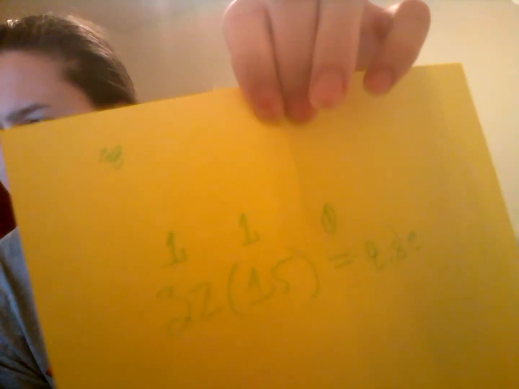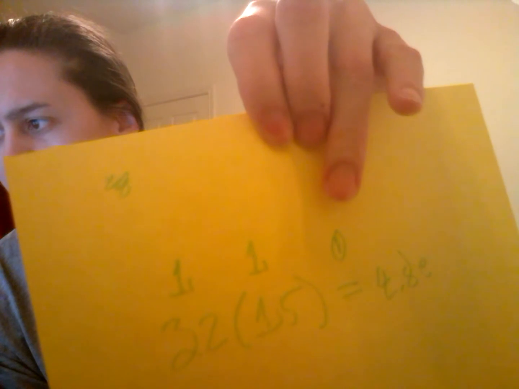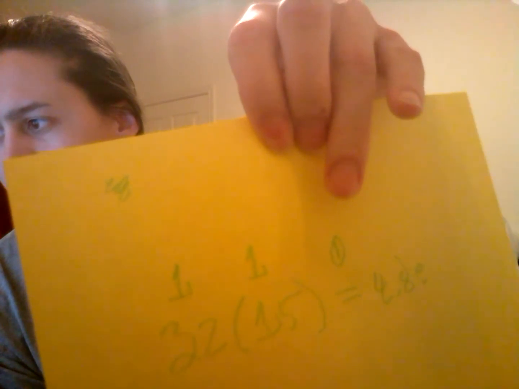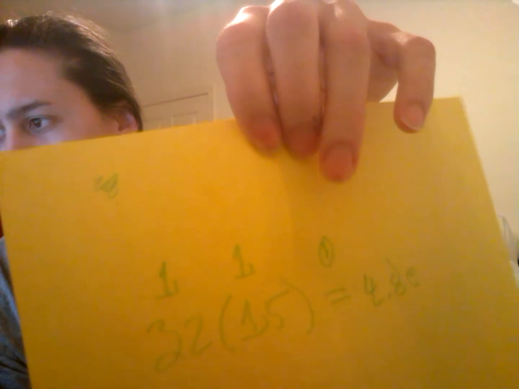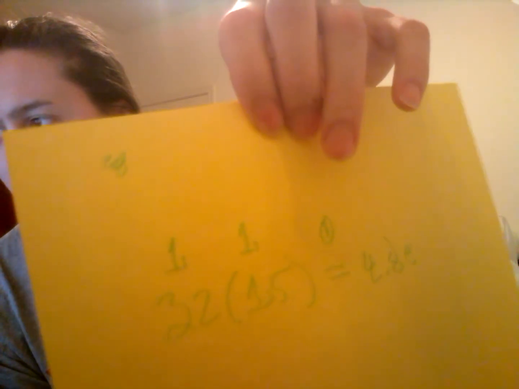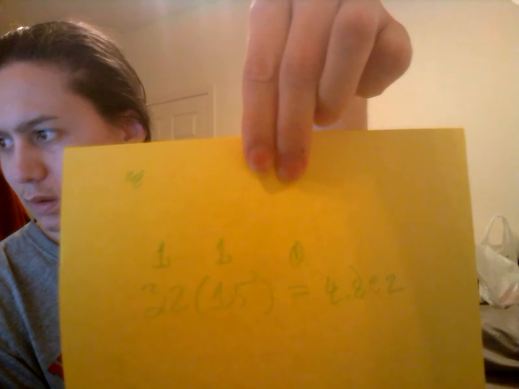Okay. Now for the powers, the exponents: 32 is 1, 15 is 1. See, that's 15 is 1.5 times 10 to the first. So 32 is 3.2 times 10 to the first. So 1, okay, plus 1, plus 0. There's your answer, 4.8 E2.